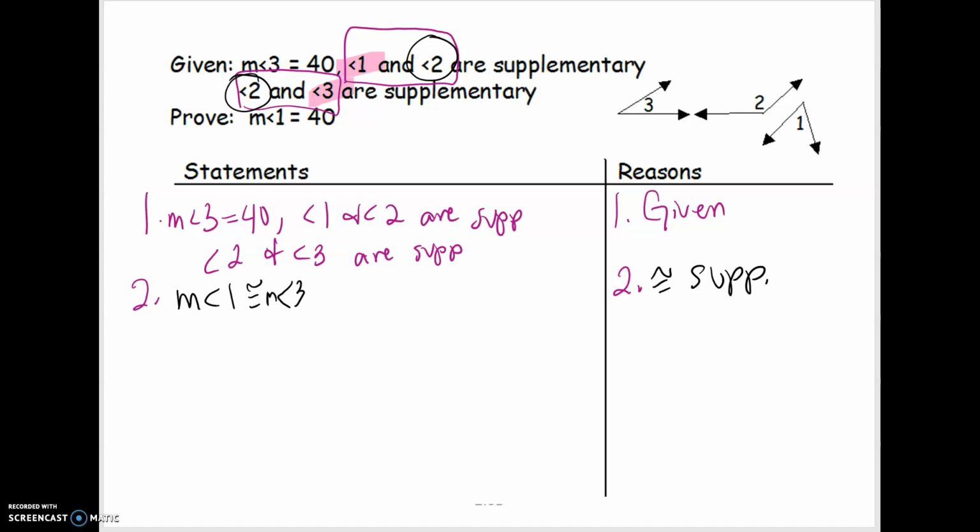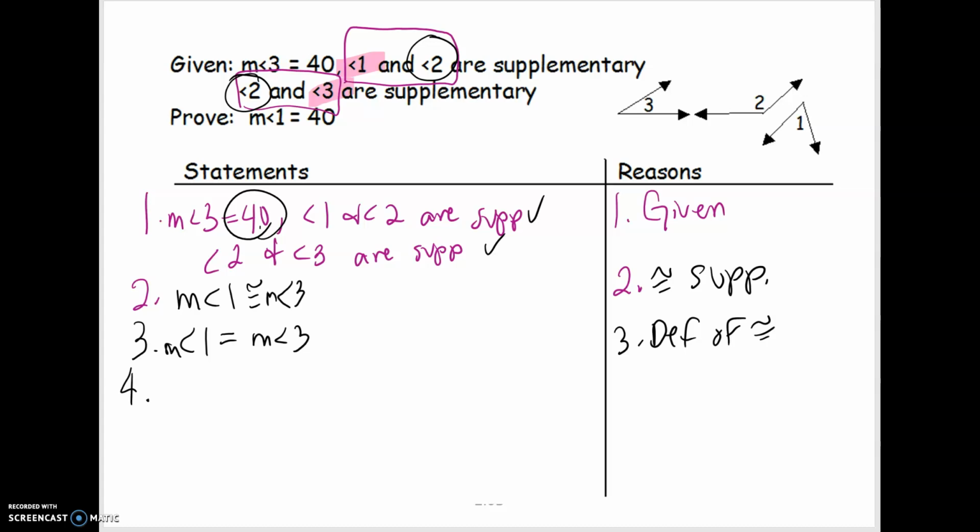Okay, now remember, once we've used part of our given, we're not going to use it again. So I'm looking at that other piece. The measure of angle 3 equals 40, and I'm trying to figure out what to do with that. I'm thinking maybe I'm going to plug it in somewhere, but remember, you can't have a plug-in or a substitution if one's congruent and one's equal. So I'm going to change this to say the measure of angle 1 equals the measure of angle 3. Okay, so that's my definition of congruence.